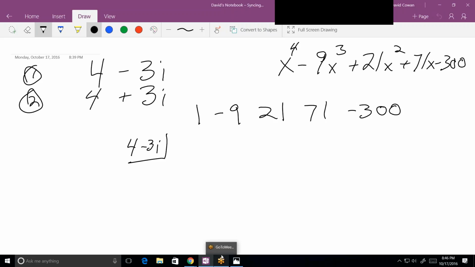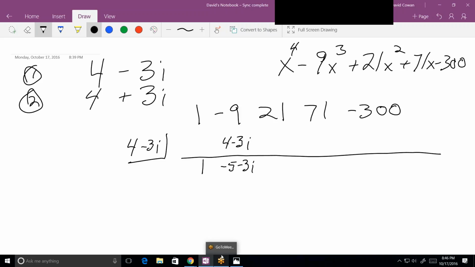I'm kind of thinking this might be the easiest way. I'll show you what happens. We bring down the 1. Are you good with synthetic division? Yeah, I understand. Let me go ahead and complete it then, just to speed things up. Now I'm always adding. So when I add these two numbers, I get minus 5 minus 3i. In other words, I'm doing minus 9 plus this number here, and that gives minus 5 minus 3i.